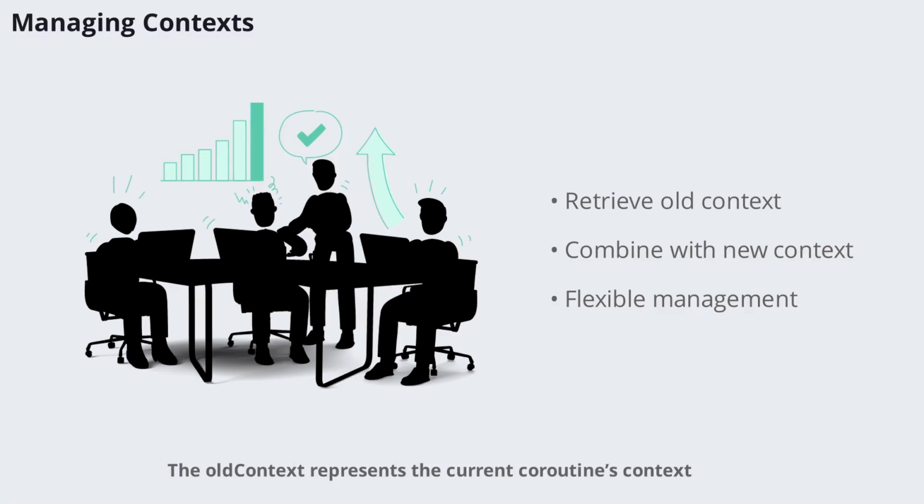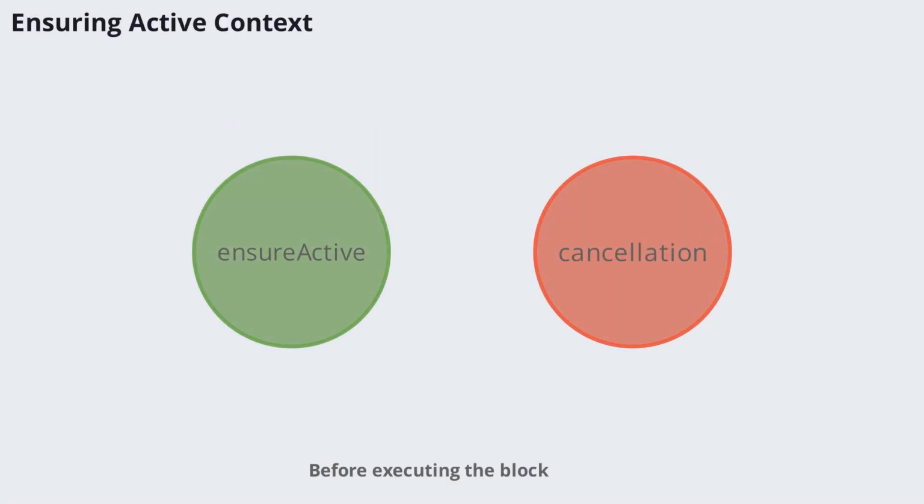The old context represents the current coroutine's context, while the new context combines the old context with the new one you specify. This allows for flexible context management, such as adding thread local variables or switching dispatchers as needed. Before executing the block, withContext checks if the new context is still active using ensureActive. If the context has been canceled, a CancellationException is thrown. This safety check prevents running code in a canceled coroutine, maintaining the integrity of your application's execution flow.